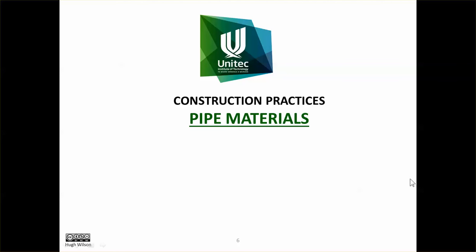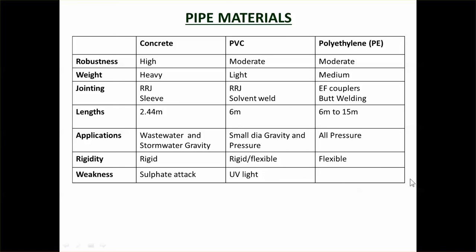In this video we're going to look at pipe materials. In the previous video we looked at the different types of systems, the stormwater, the wastewater and the water system, and each one of them has different requirements, which mean there are different pipe materials that are more suitable for each. So let's look at the three different types of pipe materials used for pipe systems within infrastructure.